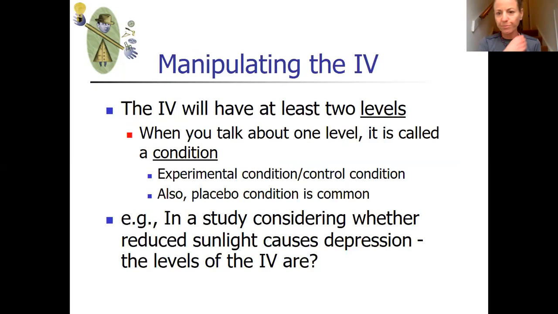Go back. Okay, so when we manipulate the independent variable, it's going to have at least two levels. And when you talk about one level, it's called a condition. And so we have this reading group condition or the summer program condition, and then we can often call the other condition, the group that doesn't get it, the control condition. And so we have an experimental condition and a control condition in this experiment.